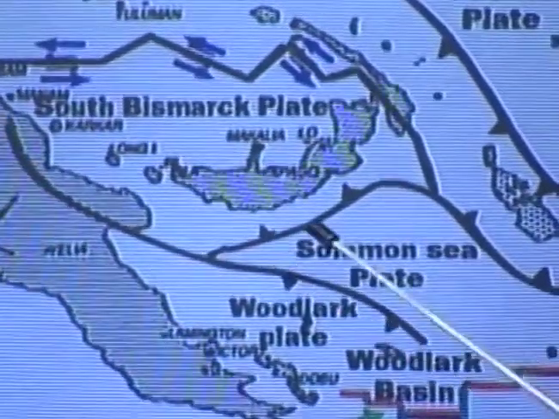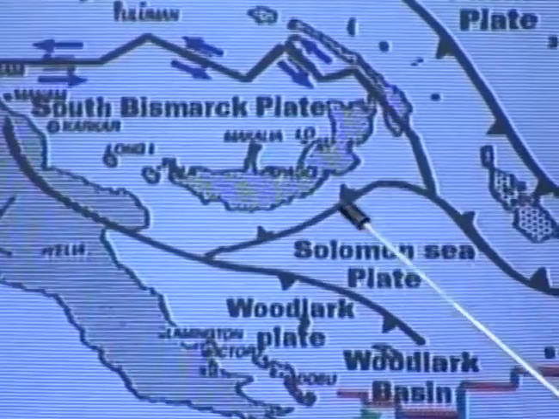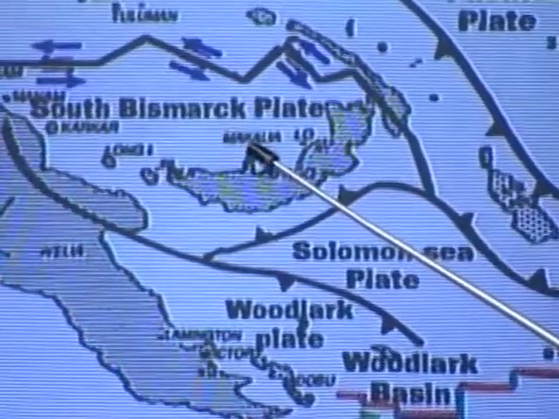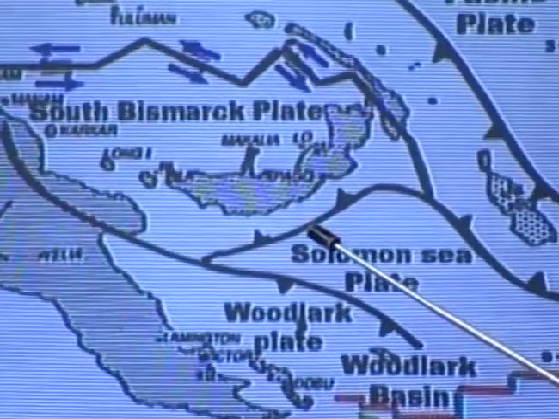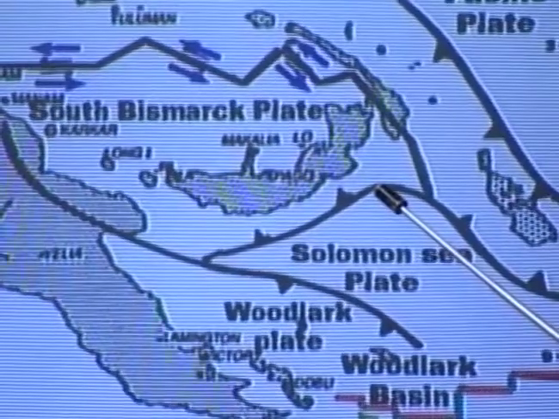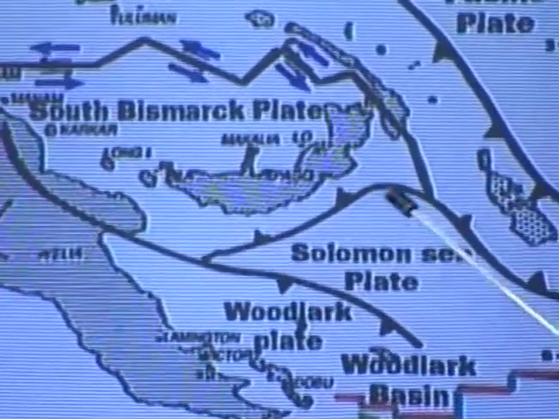So what do you think would be a feature that is found along this particular area? A trench, yes, obviously. And this plate here is moving and then subducting under this particular plate here, because this is the top plate. Okay, so a trench then is formed along this area here.